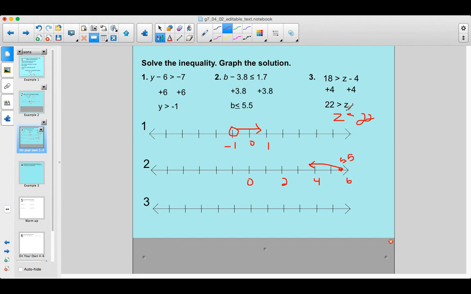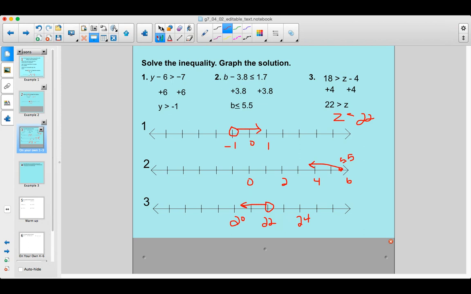Okay, and for the last one, z is less than 22 or 22 is greater than z. So I'll just do a quick number line here. Let's call this one 20, 22, 24. Because z is less than 22, I'm going to put an open circle and I'm going to go to the left. This is also telling me that 22 is something greater than whatever z is. So that would have to be as high as you can go.